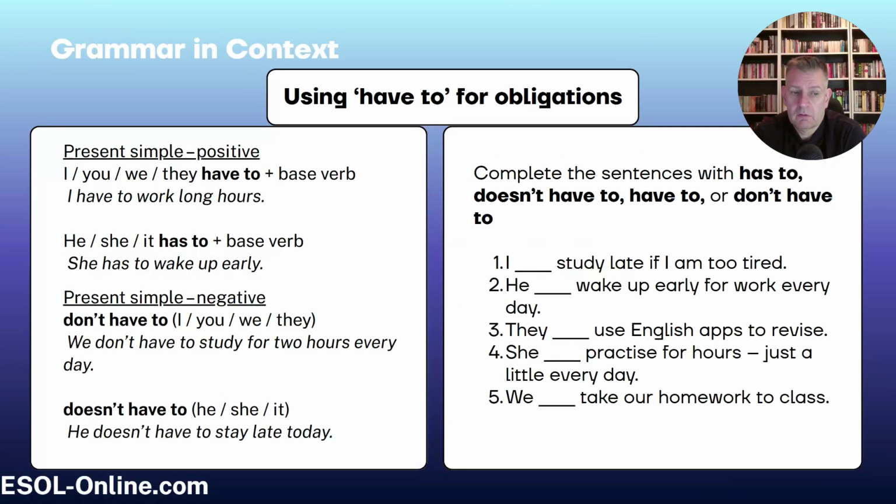Okay. So the explanation is over for you on the left. On the right, we have some questions for you to practice. This is the way that we set out the grammar each time. So it says complete the sentences with, and it gives you the options we've just looked at, has to, doesn't have to, or don't have to. 5 questions. Pause the video. When you're ready and you've answered them, start it up and we'll check it together.